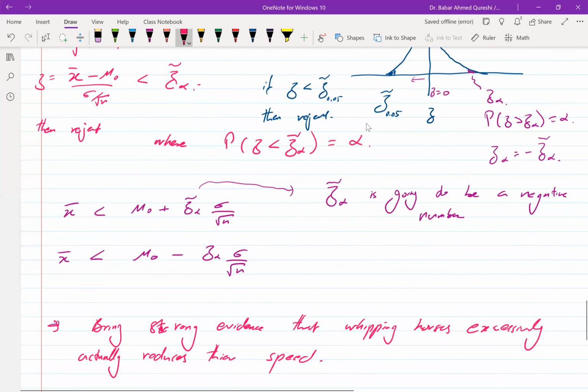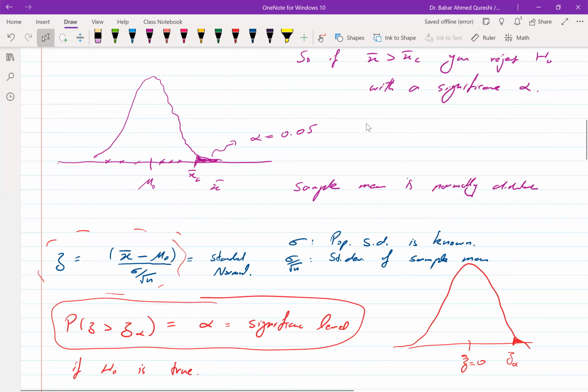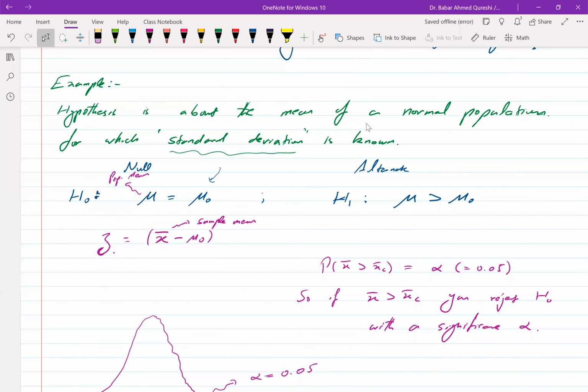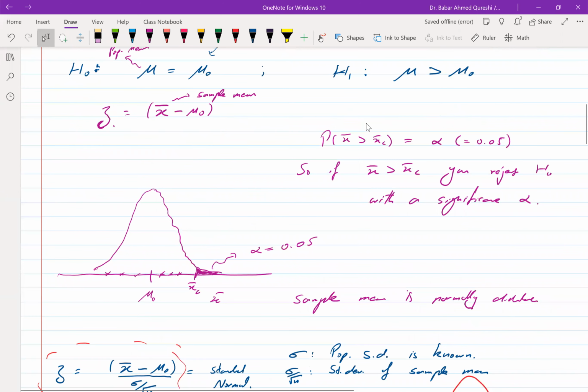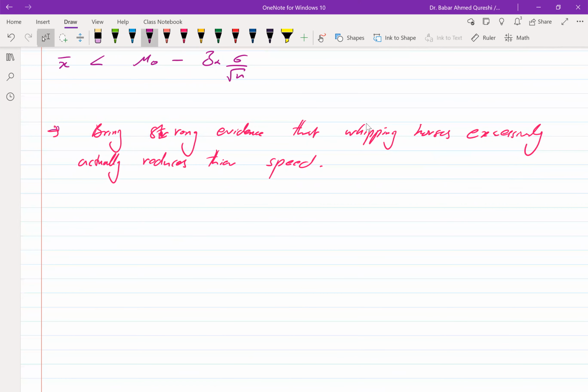As we discussed last time, and as I hinted at the beginning of the lecture, if you reject H naught, your null hypothesis, with a certain significance, then the other one is accepted with a strong probability. So if you want to gather evidence, if you want to prove something, you should assume the opposite of it. The correct way would be to compare horses which are whipped and those which are not whipped, but that would be another topic. So let's just do it in a slightly different manner.